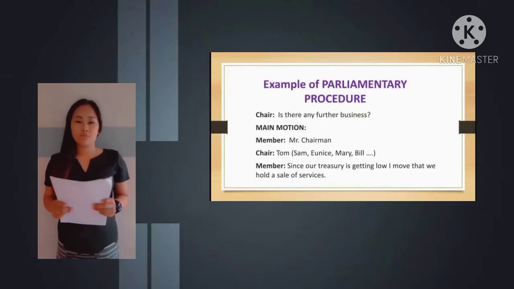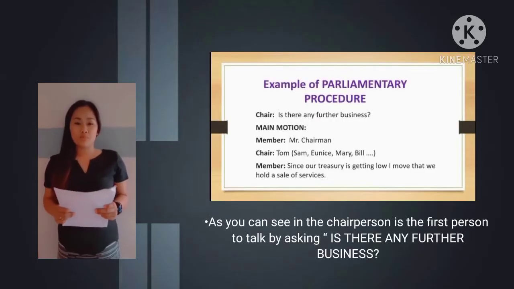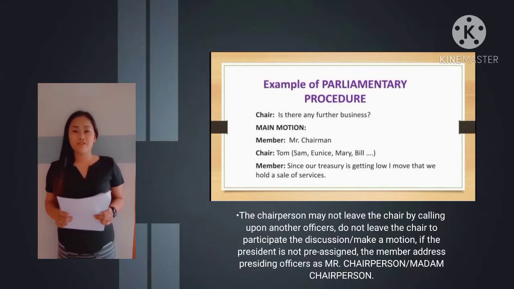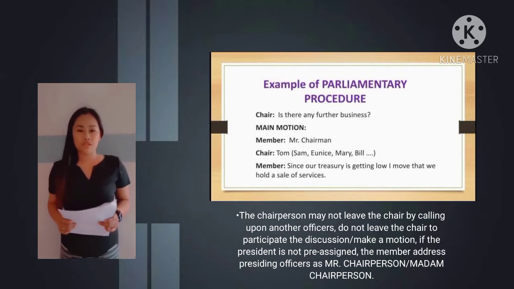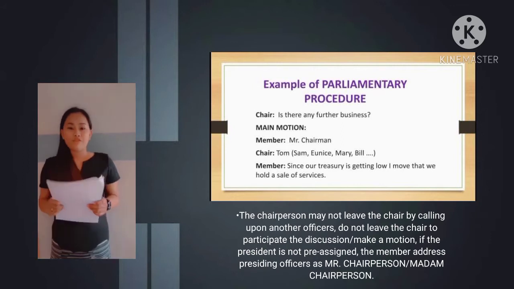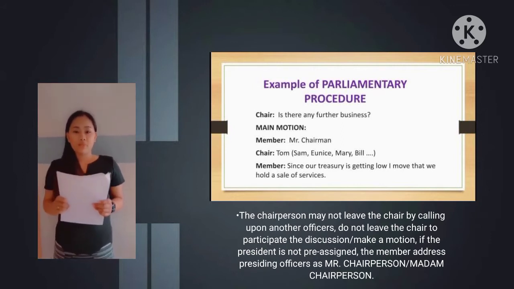Example of parliamentary procedure. As you can see in the example, the chairperson is the first person to talk, by asking, "Is there any further business?" The chairperson may not leave the chair by calling upon another officer. Do not leave the chair to participate in the discussion or make a motion. If the president is not present, the member addresses the presiding officer as Mr. Chairperson or Madam Chairperson.